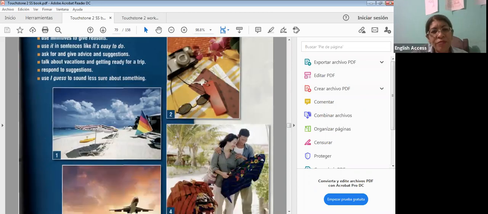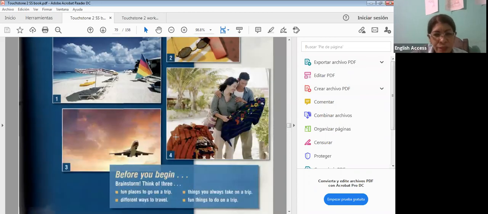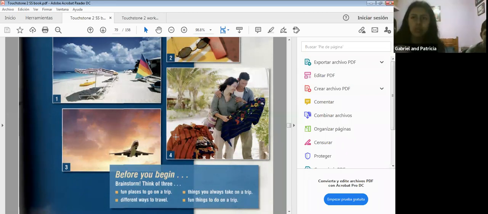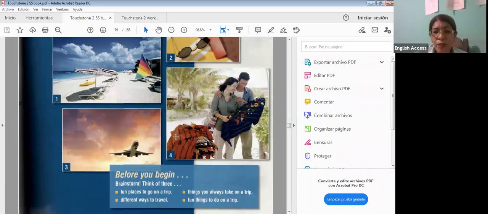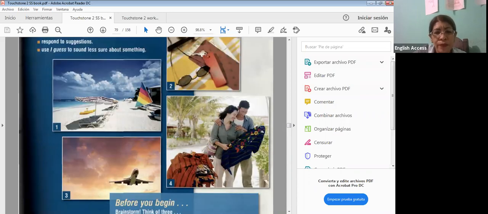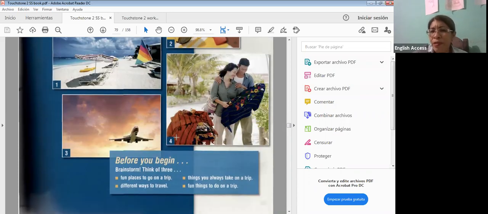Okay, well, here we have 4 different pictures, okay? And below we have a part that says before you begin, it says brainstorm. Think of 3 fun places to go on a trip, 3 different ways to travel, 3 things you always take on a trip, and 3 fun things to do on a trip. So first of all, let's pay attention to the pictures.